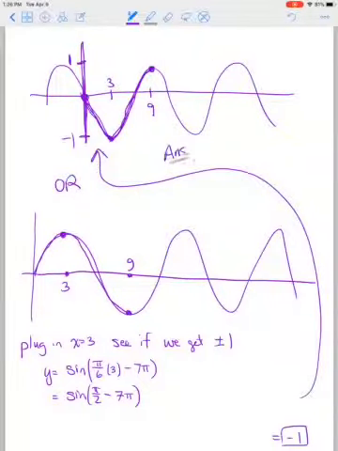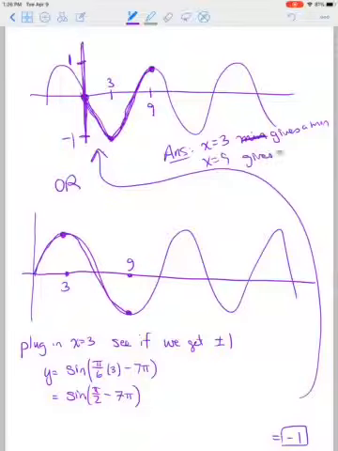So our answer is that x equals 3 gives a minimum value, and x equals 9 gives a maximum value. And so x equals 9 is going to be our smallest positive number x that gives a maximum.